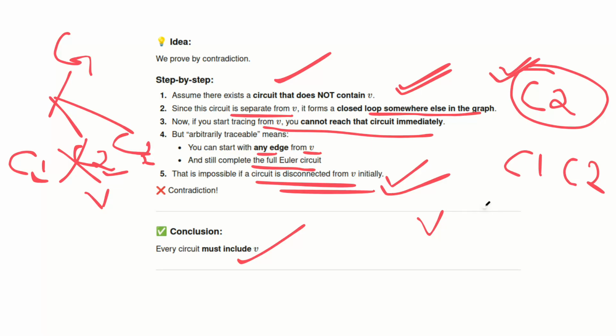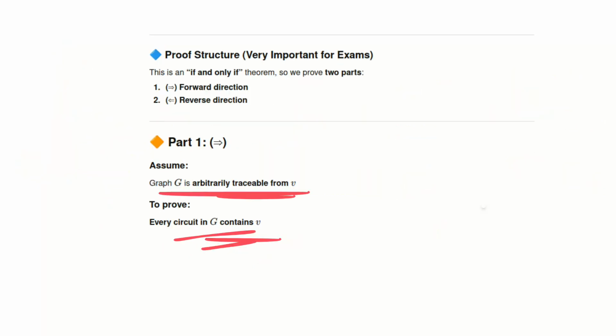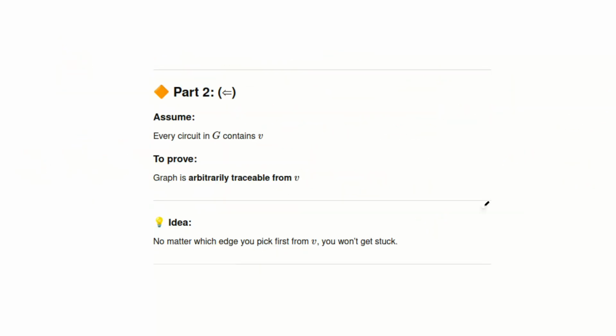But I have said that the graph is arbitrary traceable. That means from V, you can start with any edge from V and you can still complete the whole Euler circuit. But this is impossible. This would not happen if the circuit is disconnected initially itself. If this is disconnected, it is not possible to reach C2. So our assumption is wrong, right? There's a contradiction. So we can say that every circuit must include V, then only this graph can be arbitrary traceable. Then on the opposite side, we are saying that every circuit in G contains V.